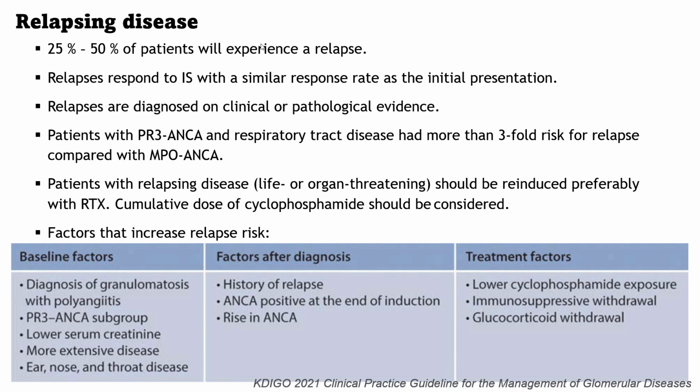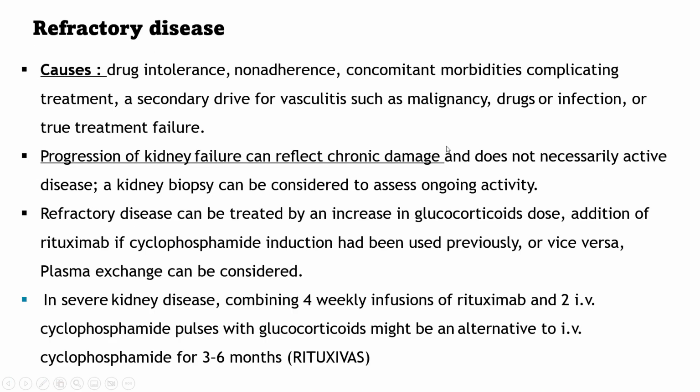And there are factors that increase the relapse risk. In baseline factors: a patient who is diagnosed with GPA, or a patient who has PR3, or a patient who has more extensive disease, or a patient who has ENT disease. And there are factors after diagnosis: if the patient has a previous history of relapse, if the ANCA is still positive at the end of induction, and if there is a rise in the ANCA. And there could be treatment factors. So if the patient has early glucocorticoid withdrawal or immunosuppressive withdrawal, or has lower immunosuppressive exposure, all these factors can increase the patient's risk for relapse.